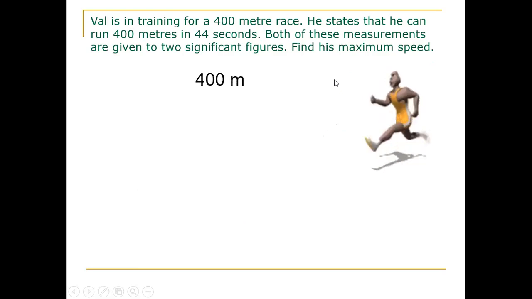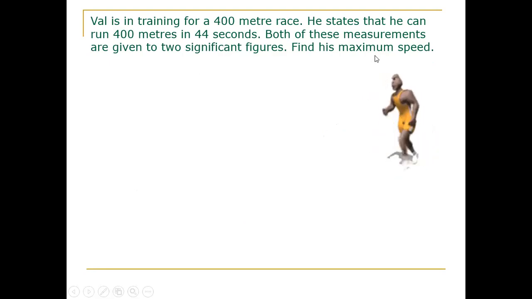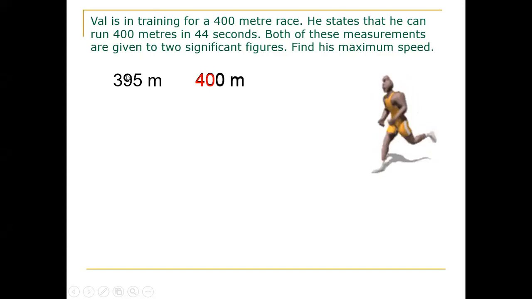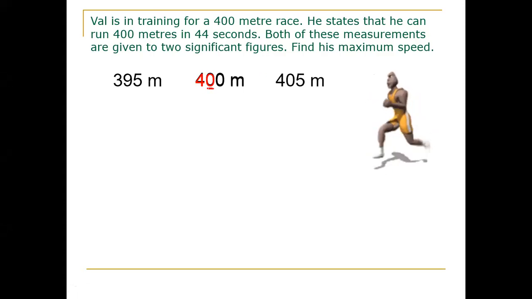Let's try again. So Val is in training for a 400-meter race. He states that he can run 400 meters in 44 seconds. Both of these measurements are given to two significant figures. Find his maximum speed. So 400 meters is in between 395 until 405, right? Because it is two significant figures, this is where it stops. See the red card, like playing football. The red font will be the amount of significant figures. So this is the nearest 10.